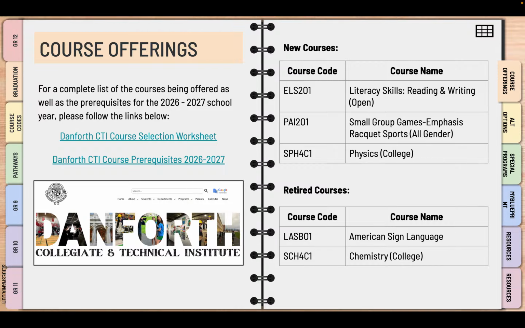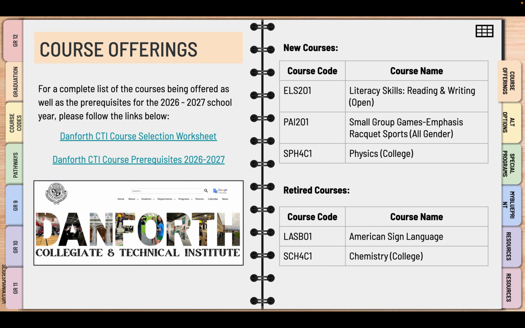So some amazing options include ELS 201, which is a literacy skills reading and writing course. This is an amazing opportunity for students to really develop their literacy skills in grade 10. If you're someone that enjoys reading, enjoys writing, but really needs a bit of extra help, that is the course for you. If you struggled a little bit in grade 9 English, think about taking that course to better support you and prepare you for that literacy test that happens in grade 10.